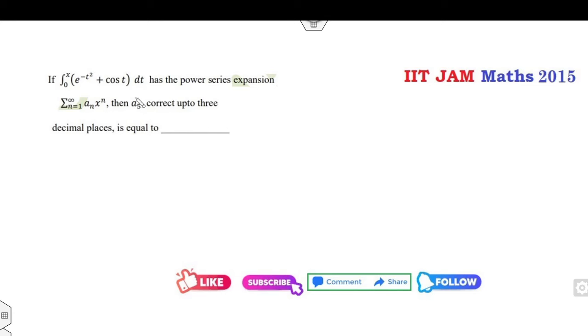Next one is: if the integral from 0 to x of e raised to power minus t square cos of t has the power series expansion of this form, then your target is to find this A5. That means you can equate the coefficients. So what is the A5?